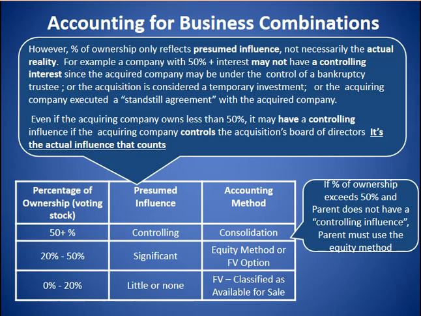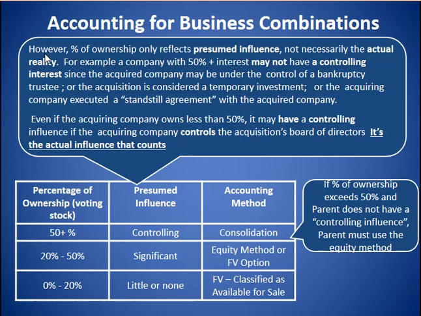Now, if we go between 20% and 50%, the presumed influence is that the company has significant influence. In this case, we would use either the equity method or the fair value option we just talked about. When the ownership of voting stock exceeds 50%, our presumed influence is called controlling, and the accounting method used in this case would be the consolidation method. Now, we have to remember we're using the words presumed influence, so let's take a look at this bubble explanation at the top.